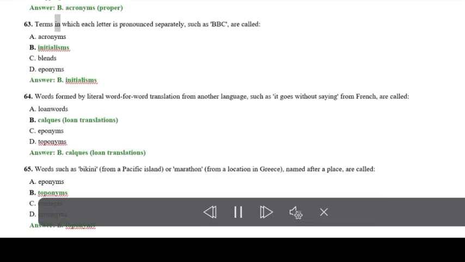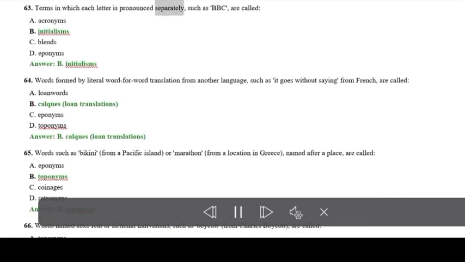63. Terms in which each letter is pronounced separately, such as BBC, are called A. Backronyms. B. Initialisms. C. Blends. D. Eponyms. Answer, B. Initialisms.